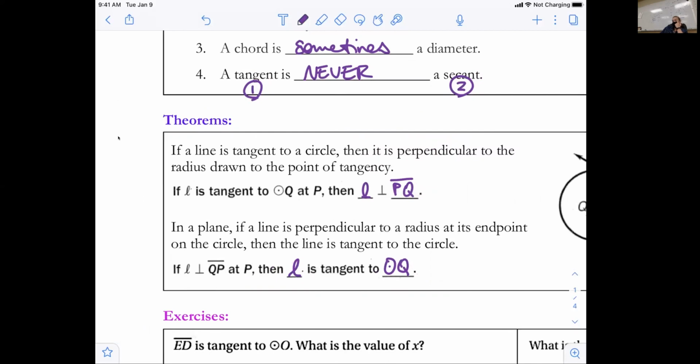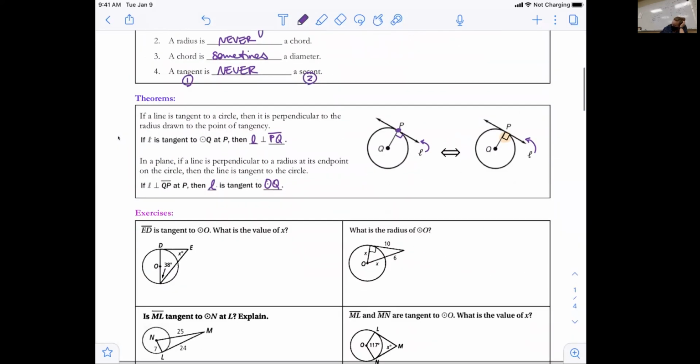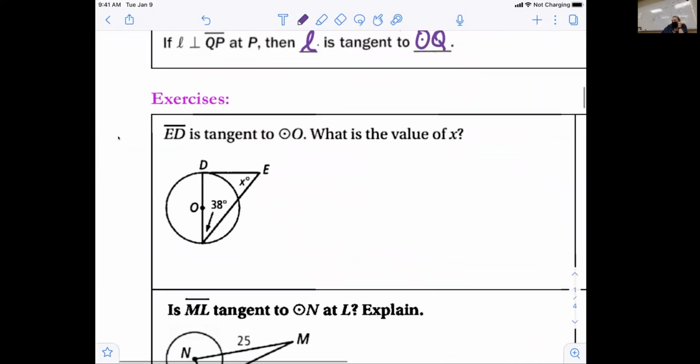All right. Questions, comments, thoughts? Okay. All right, let's do a couple examples. This first one says ED is tangent to circle O. What's the value of X?